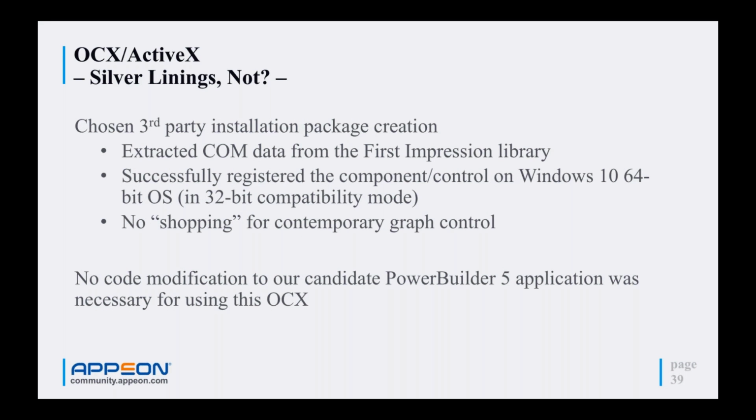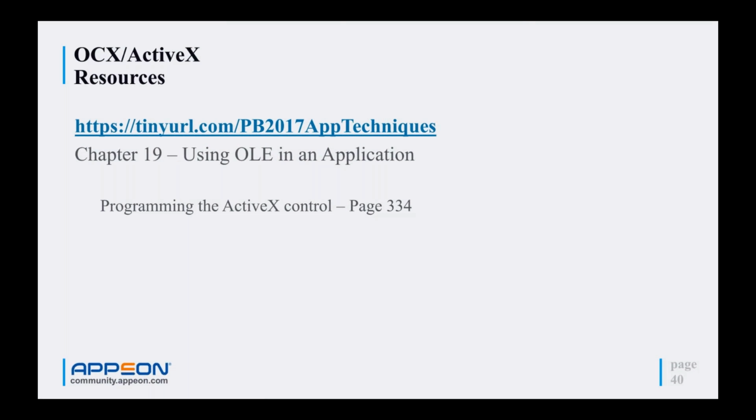Moreover, the installation package creation utility we used was successfully able to extract the common data from the First Impression library and successfully register the component, the control, on target Windows 7 64-bit workstations. Since we were compiling the application to 32-bit, not 64, there was no compatibility issue there. We had been prepared to go shopping.